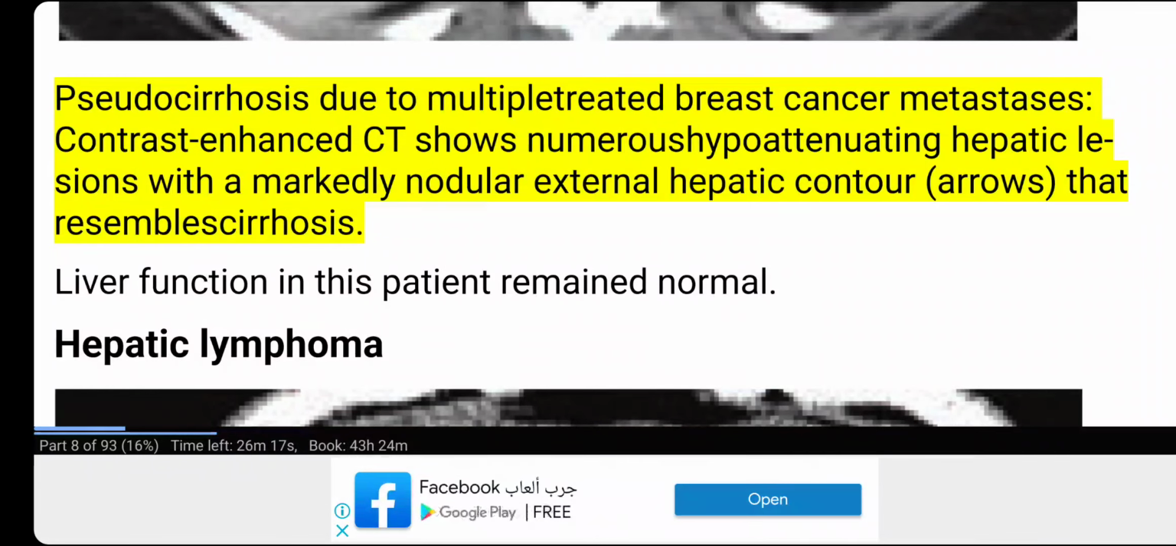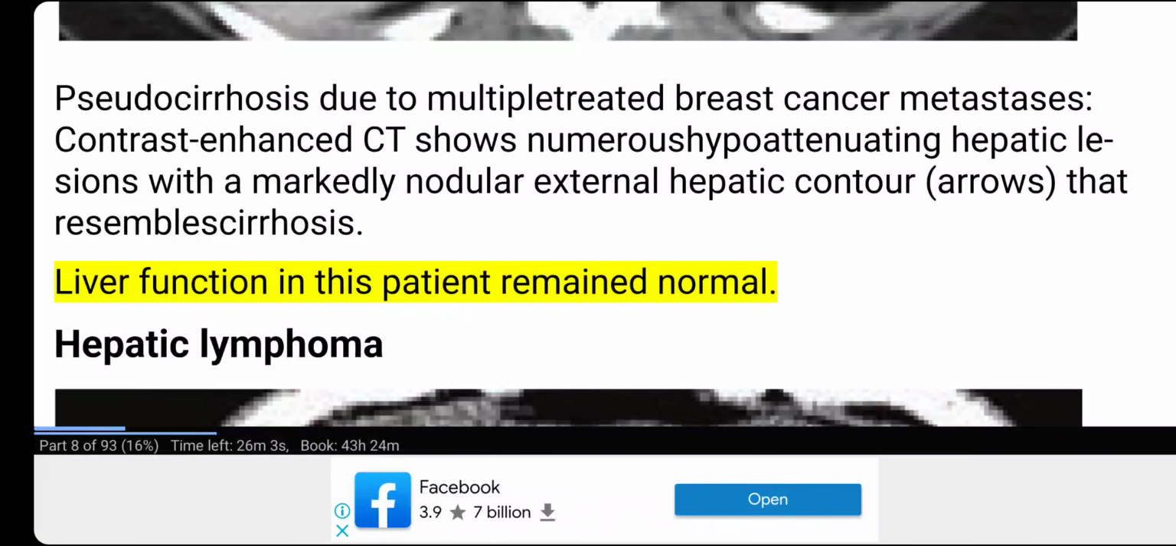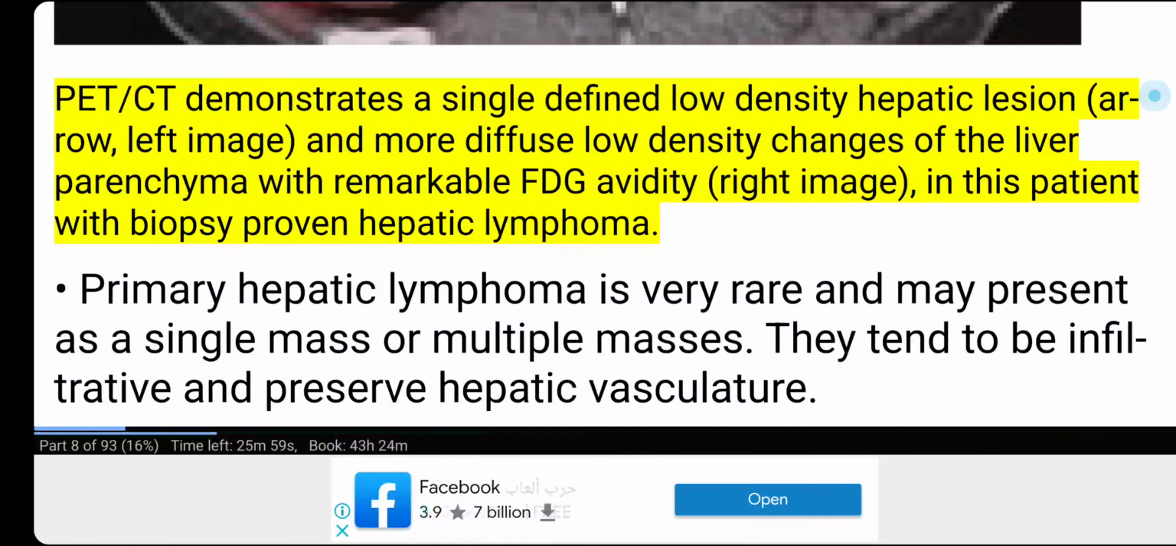Contrast-enhanced CT shows numerous hypoattenuating hepatic lesions with a markedly nodular external hepatic contour, arrows, that resembles cirrhosis. Liver function in this patient remained normal. Hepatic lymphoma. PET-CT demonstrates a single defined low-density hepatic lesion, arrow, left image, and more diffuse low-density changes of the liver parenchyma with remarkable FDG avidity, right image, in this patient with biopsy-proven hepatic lymphoma.